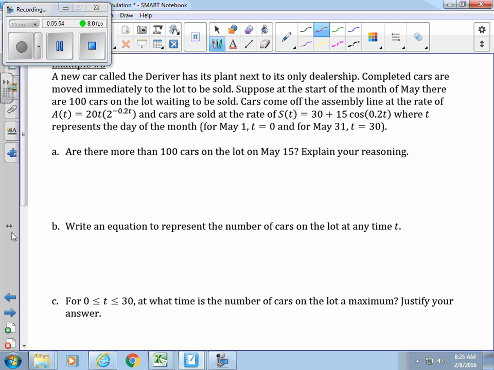Okay, I need to do an integral because I don't want the rate, I want the number of cars. I don't want cars per day, I want how many cars. So I have to do an integral. Both of them are rates. So anytime you have a rate and you want an amount, you have to do an integral. So I'm going to do 100 plus. Why 100 plus? I start out with 100.